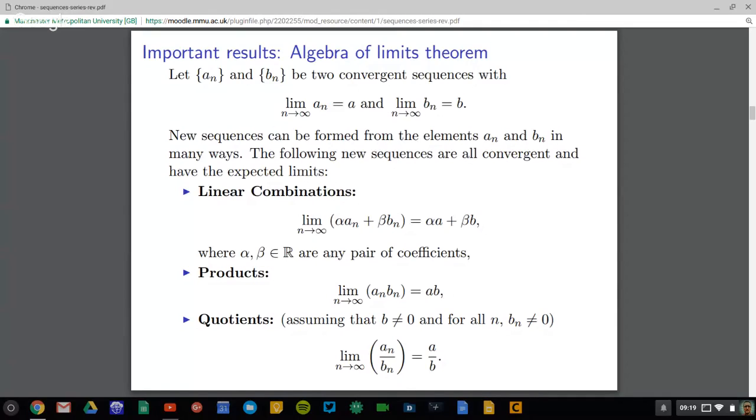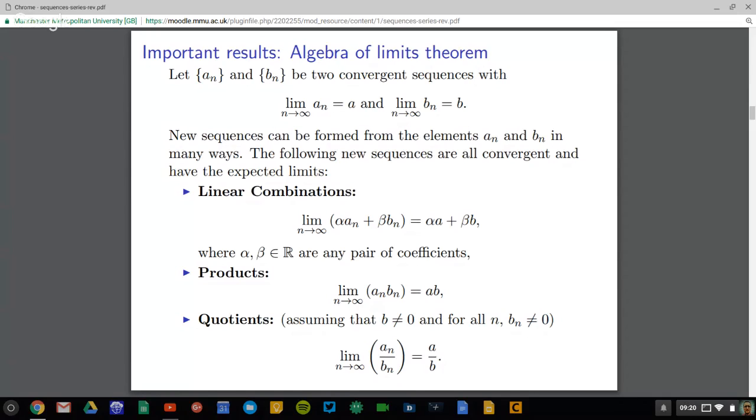If you form a new sequence where the nth term is the product of the nth terms of the two original sequences, that again is convergent, and its limit is the nice obvious choice, the product of the two limits. Similarly for quotients, except with quotients we have a few extra caveats, a few extra conditions, which are just about avoiding 0 in the denominator. So if your sequence b_n converges to 0, you can't apply this quotient form of the algebra of limits theorem. But as long as 0 is avoided by the sequence b_n, that quotient form will go.